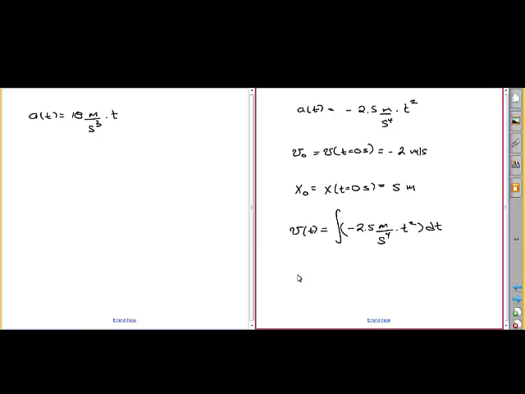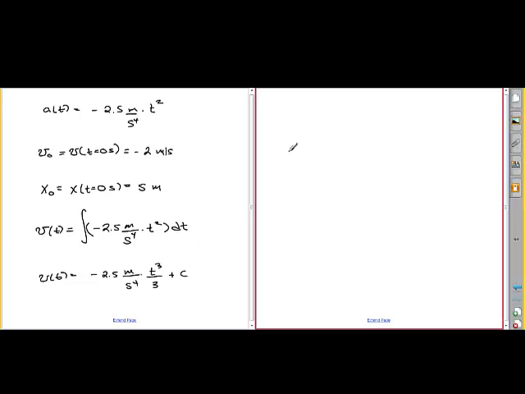So when you do this, you're going to end up with the velocity as a function of time is, well, the constant comes out of the integral. You get meters per second to the 4th. The integral of t squared is t cubed over 3. You add 1 to the exponent divided by the new exponent. And then you have this arbitrary constant c, which is related to the initial velocity. So after you've integrated this thing, then you figure out what c is.